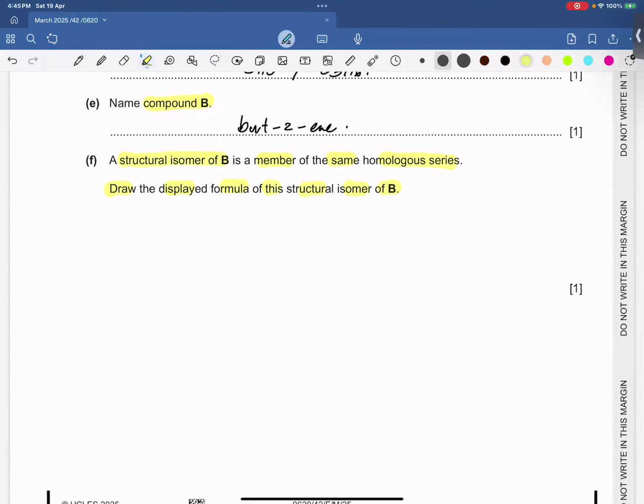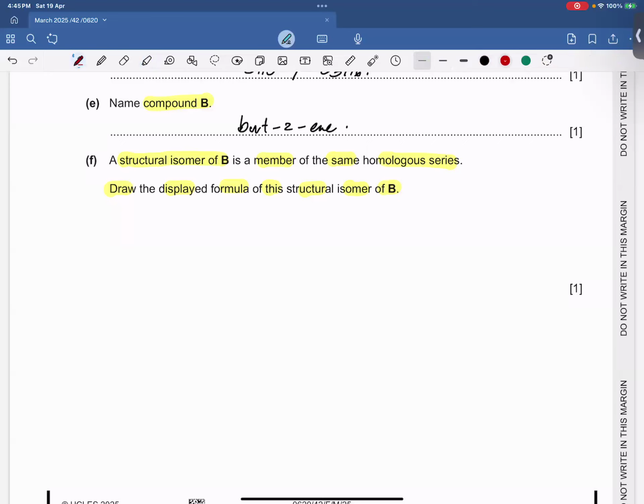We have discussed this in the class. I've given you a couple of examples. The most common one is butene, and in class we have discussed 2-methylpropene also, all right? So I'm going to make 1-butene because it is one of the easiest isomers.